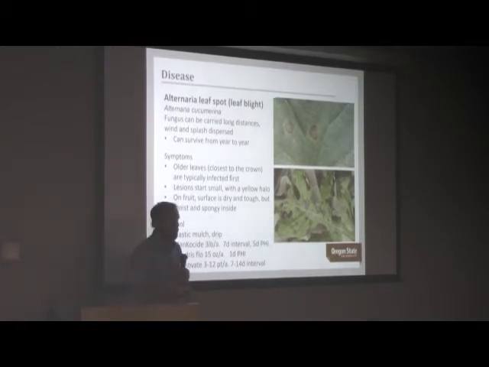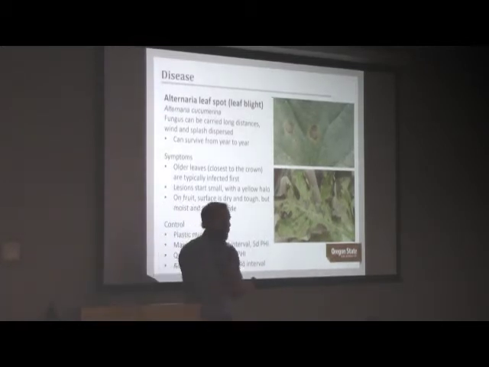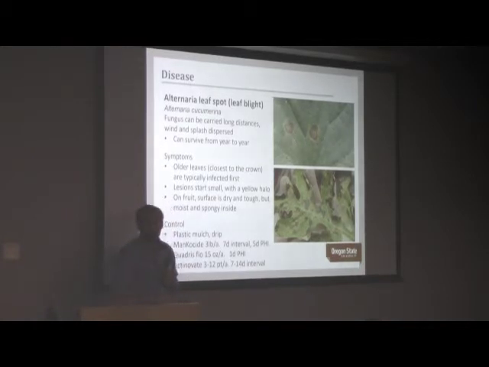So some of the cultural control methods would be the plastic mulch, which all the growers out here are basically doing, and the drip irrigation, because we're eliminating the water coming from above. As well as some other chemical options: the Mancozeb, 3 pounds per acre, Quadris Flowable, effective, and Actinovate if we're looking for the organic side.